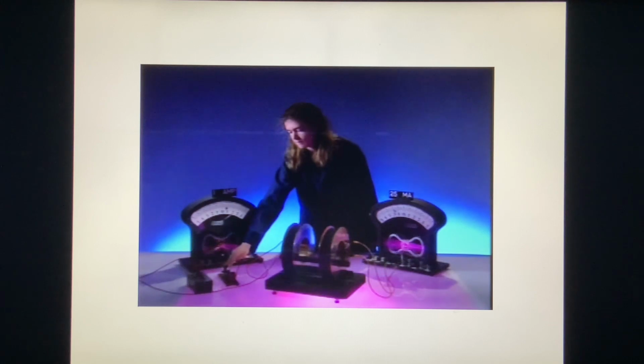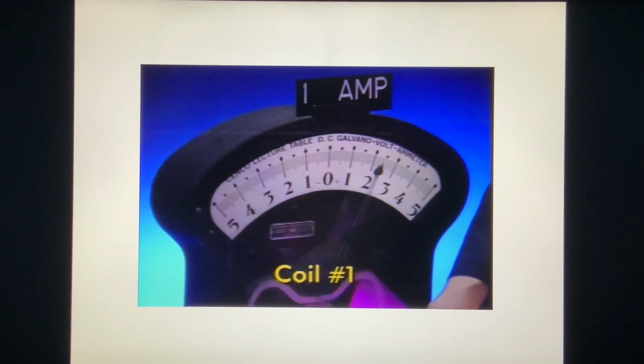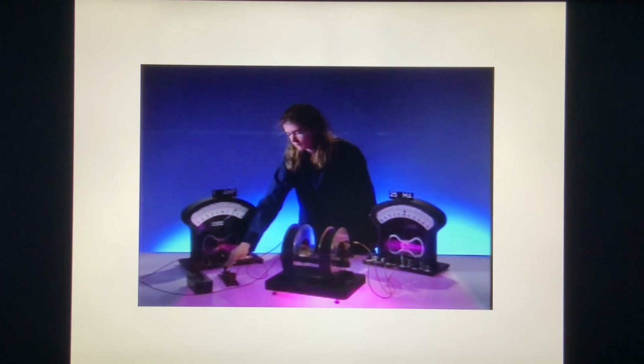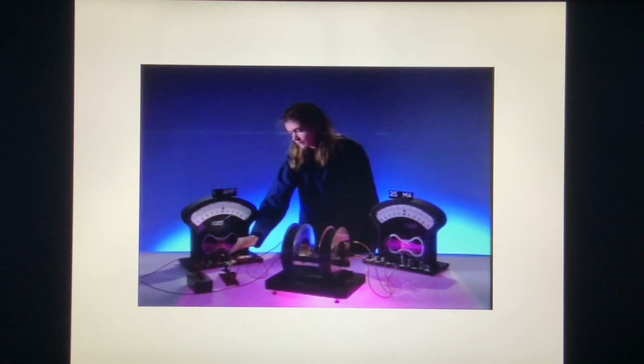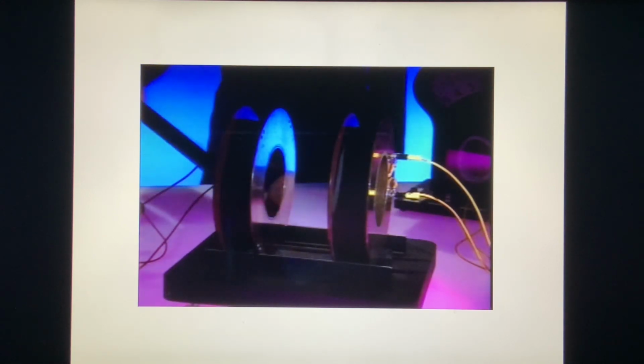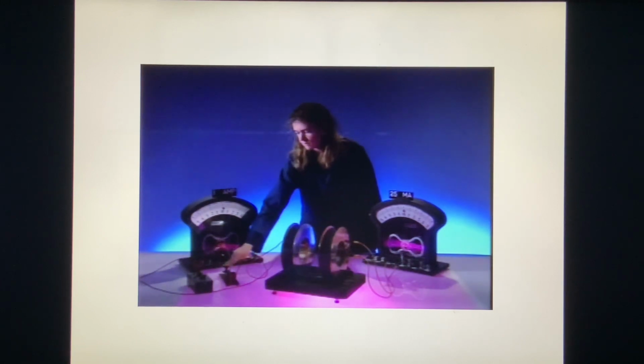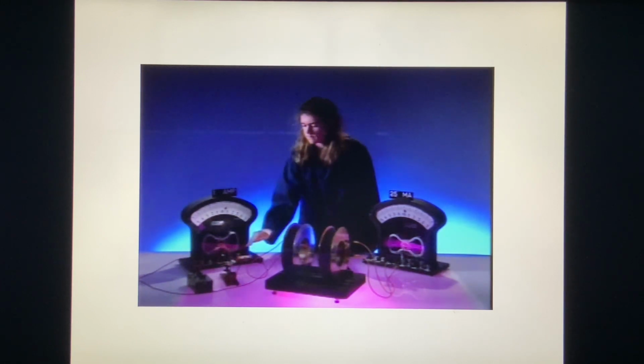If the switch is now pressed and held down, the current in the second coil pulses rapidly, then drops to zero, even though current is still flowing in the first coil. If the switch is released, what will happen to the current in the second coil? The current pulses rapidly in the opposite direction. If we remove the iron core running between the two coils and repeat the demonstration, the current in the second coil drops dramatically.